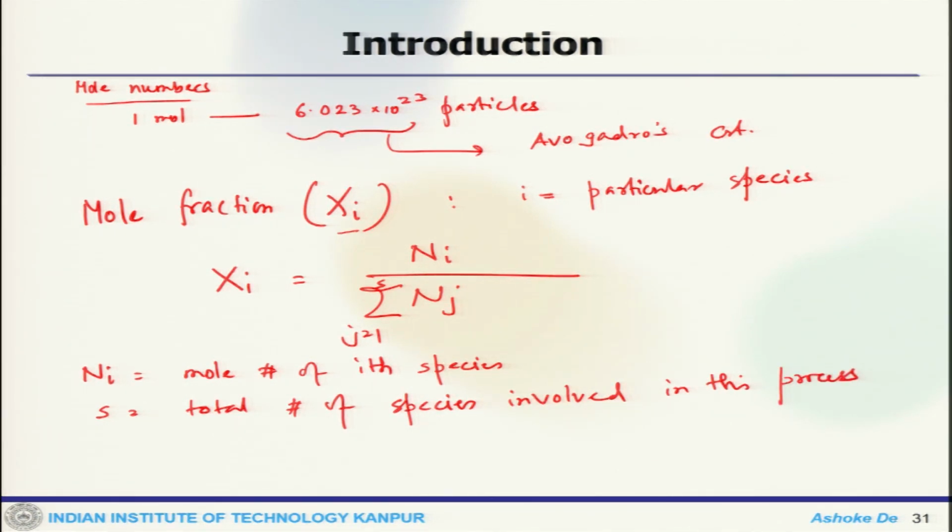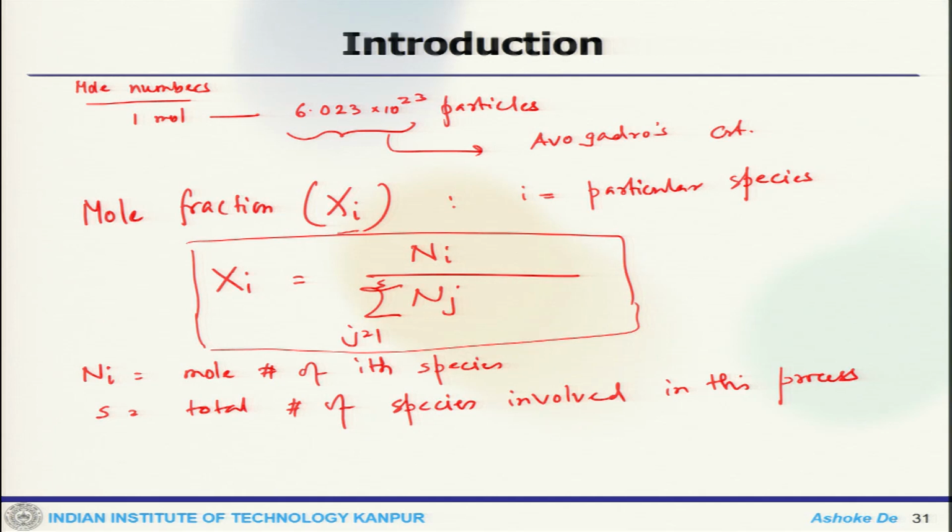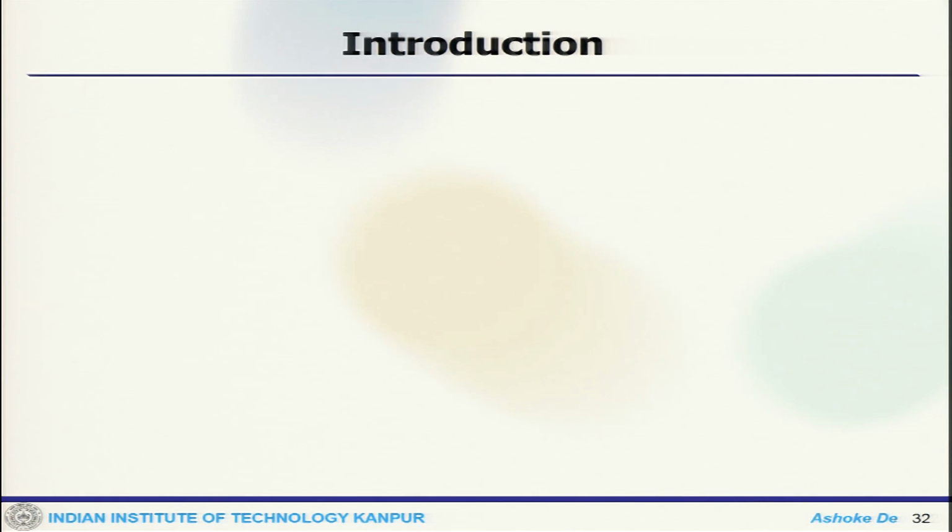So, if you have S number of species involved, their individual mole numbers are Nj. The mole fraction is the ratio of that particular species' mole number to the total moles of all the reacting species involved there. You can find the mole fraction in that way. Another important definition is the mass fraction, because these are some of the fundamental definitions one would require as we move along.